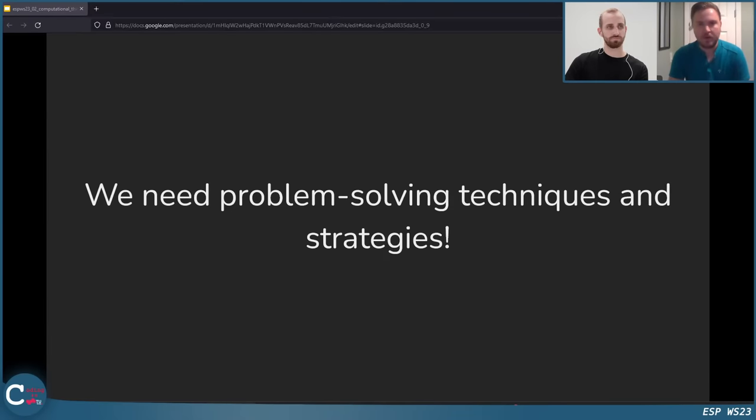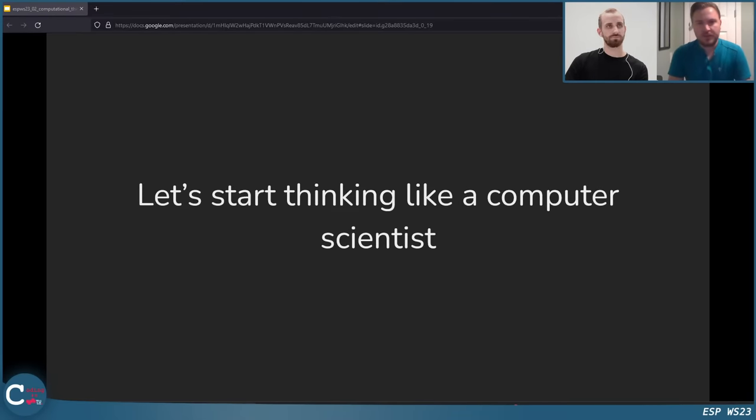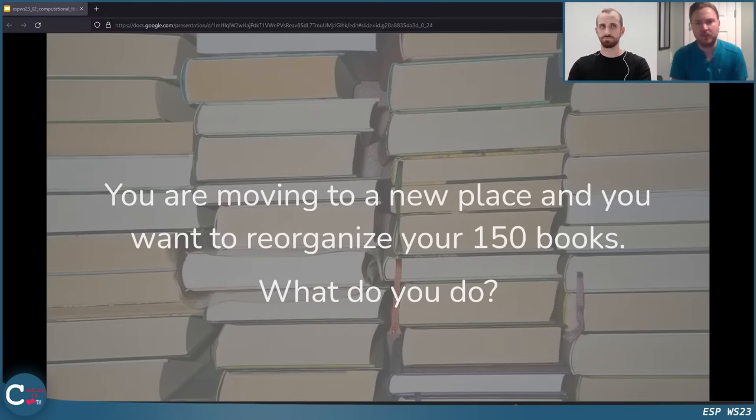Actually, our goal should be to think like computer scientists. And this is what this course should do. We want to give you some way to think like a computer scientist. A certain way of thinking about problems, and therefore we will give you some strategies over this course. And today we will begin with something very basic, which probably every one of you can follow. So let's see what this will be today. And actually, we have a very general example for today.